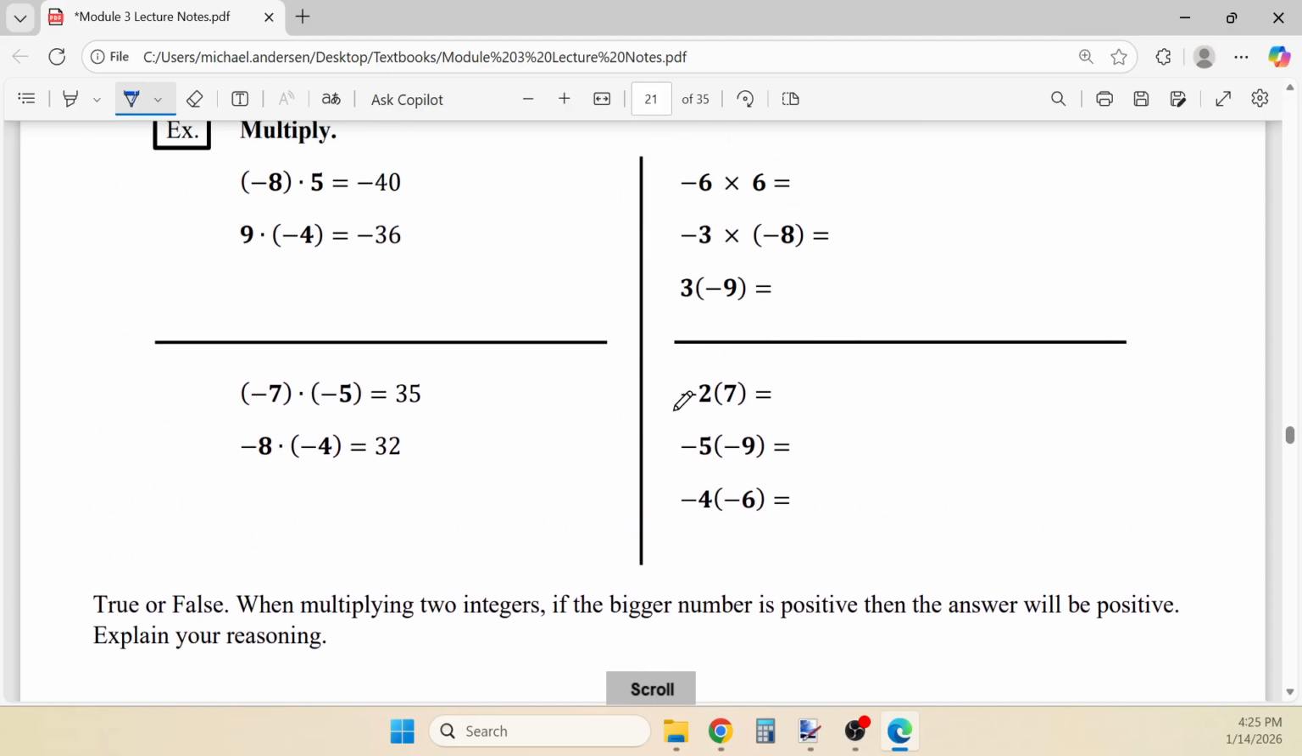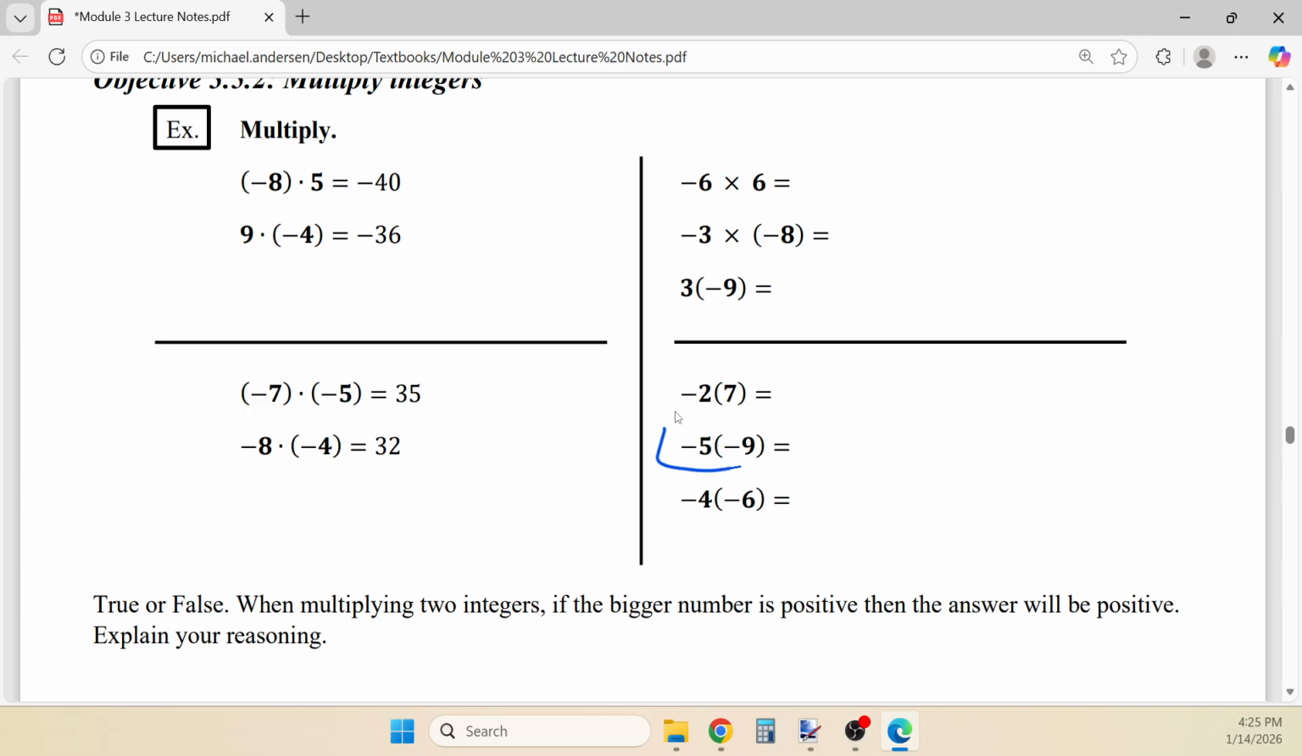I'll do one up here as well. Let's do this one. We have a negative times a negative, so we'll end up with a positive. 5 times 9 is 45. So our answer is positive 45. You can do the rest of these on your own.